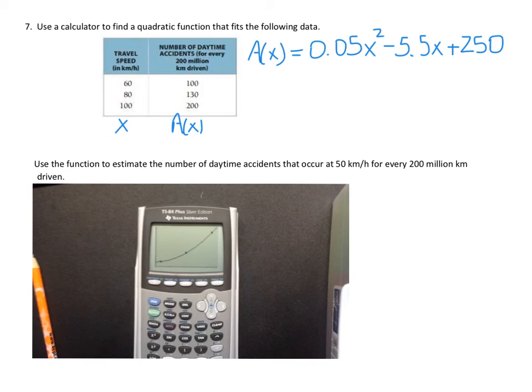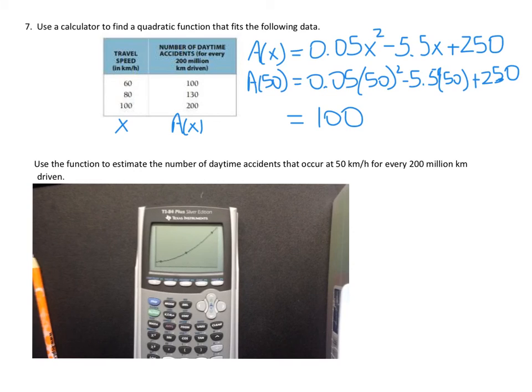Now we're going to use this function to make an estimate. We are asked to estimate the number of daytime accidents that occur at 50 kilometers per hour for every 2,000 million kilometers driven. So what we want to do is we want to plug 50 into our function. So when we plug 50 in for x, and once we've simplified that, we get 100 as our number of daytime accidents.